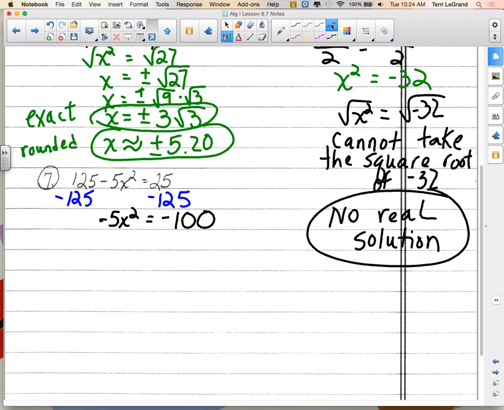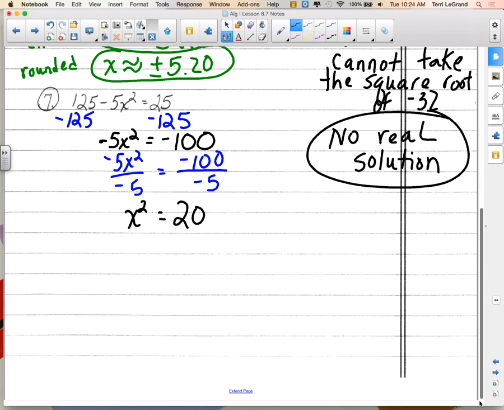Divide by negative 5. So we're going to take negative 5x squared and divide by negative 5. We're going to take negative 100 and divide by negative 5. And we're going to have x squared equals, how many times does 5 go into 100? Unfortunately 20, not 25, right? 20. Is 20 a perfect square? No. This is going to be one of those where we have to do the exact simplified and the rounded. So we're going to take the square root of both sides.